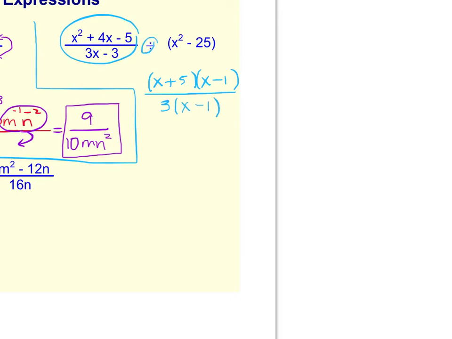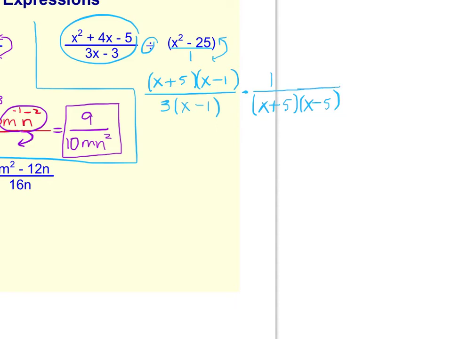Now our division we're going to change to multiplication. And then this x squared minus 25, let's make that a fraction. Let's put it over 1. And then we're going to flip it because we multiply by the reciprocal. So the 1 is going to go up here over x squared minus 25. That's your difference of squares. You're going to have x plus 5 and x minus 5.